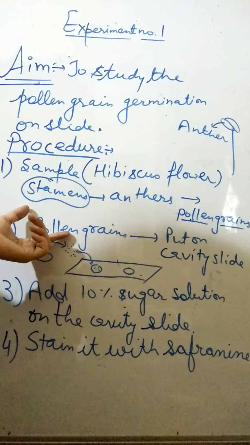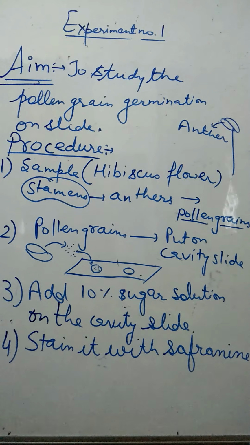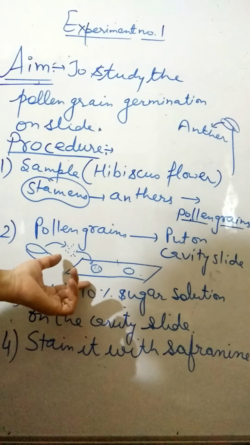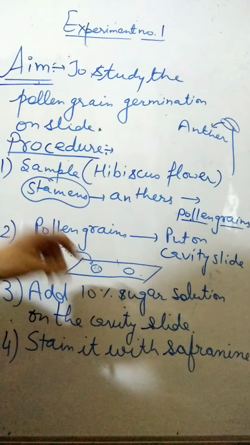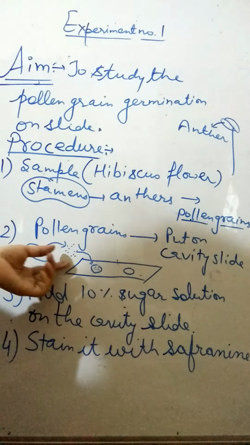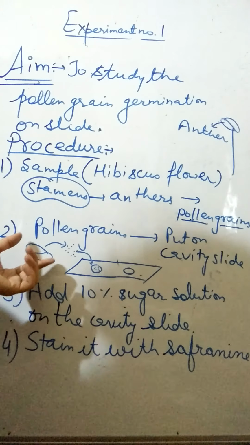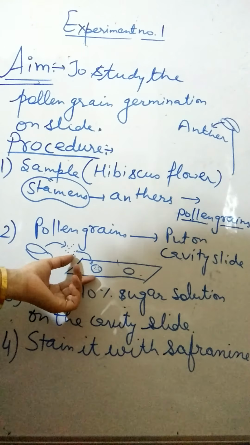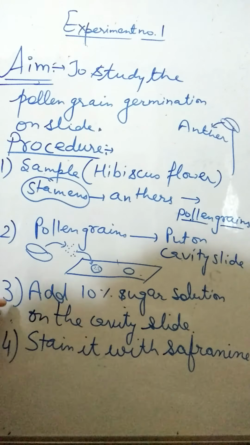These pollen grains we put on the cavity slide. I have shown it diagrammatically and also in the video. The cavity slide has a cavity or space on it in which you can put the sample. We dehisce the anther first, take out the pollen grains and dust them on the cavity slide. Now what will be the next step?